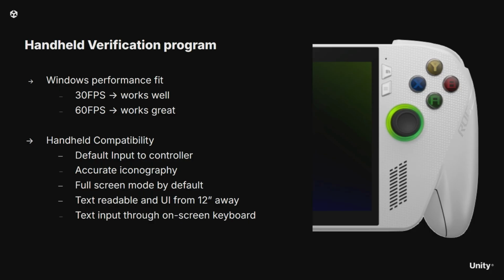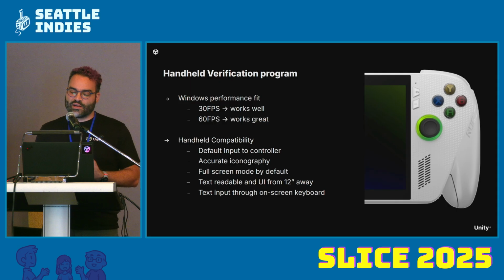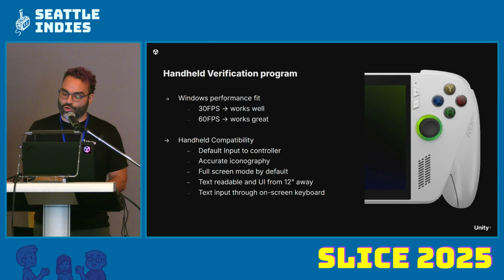If you want your game to be compatible with handhelds, the game needs to default to controller input when the game first starts. It needs to have the accurate iconography. It needs to show the X button, A button, whatever. It needs to default to full screen mode as well. And the text in UI needs to be readable or recognizable from 12 inches away from the screen. These are small screens. People need to be able to see them. And text input needs to go through the on-screen keyboard.